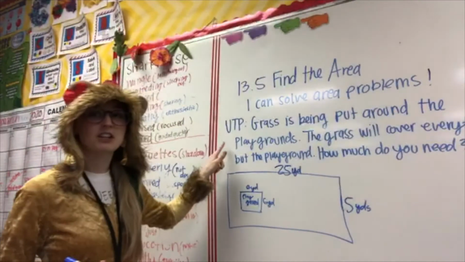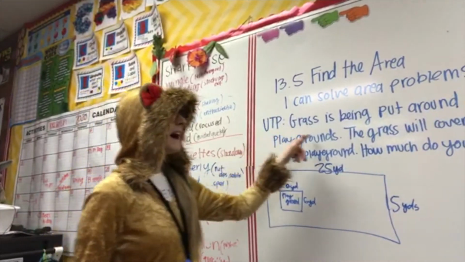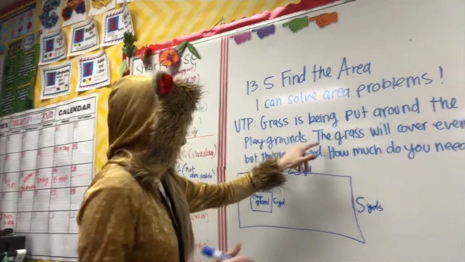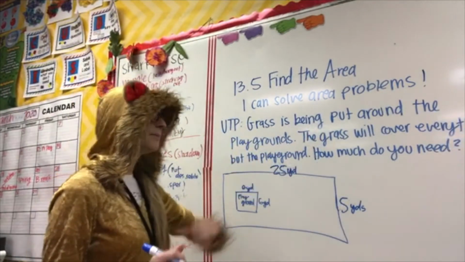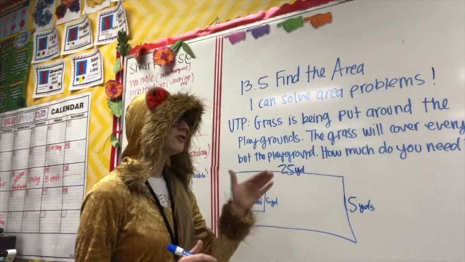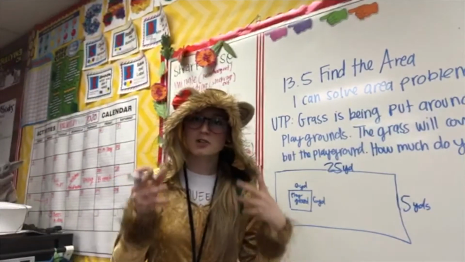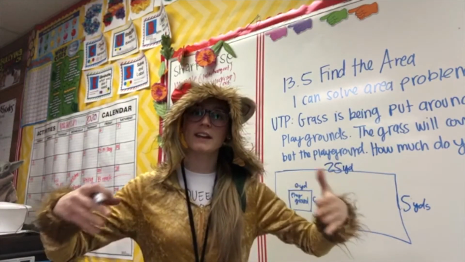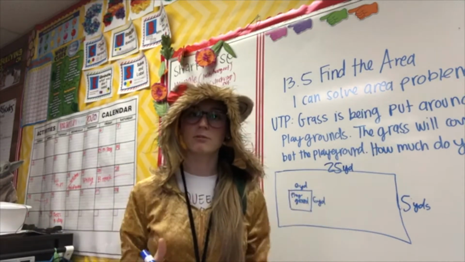Okay, so our UTP today. Grass is being put around the playground. Yeah, new grass. The grass will cover everything but the playground. How much do we need? We need to figure out how much grass we're going to need, except we don't want to get grass for where the playground will be.